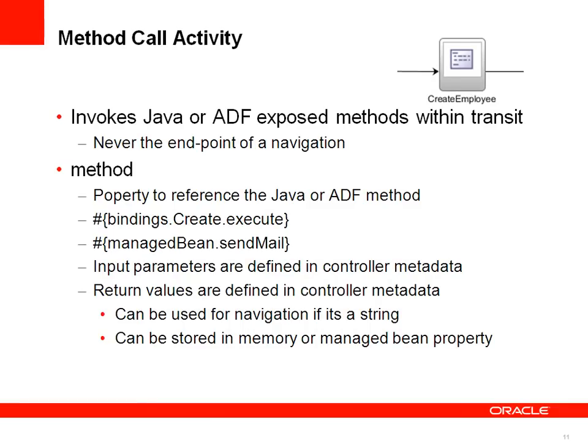Method call activities allow you, while you navigate from one view to the next, to invoke a Java method or the ADF binding layer. So we see bindings.createExecute on the slide, which executes the create operation on the binding layer in the page definition file. Or you just call a managed bean method. You can pass parameters to the method, and you can get return values that you can either use for further navigation within the bounded task flow, or just to store the value in a managed bean or a memory scope for later use.